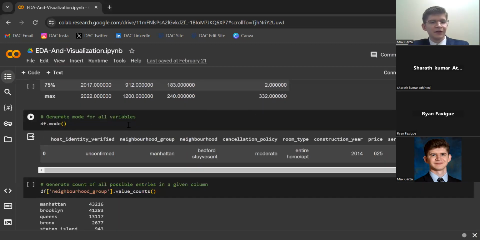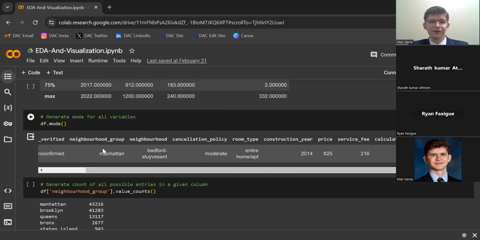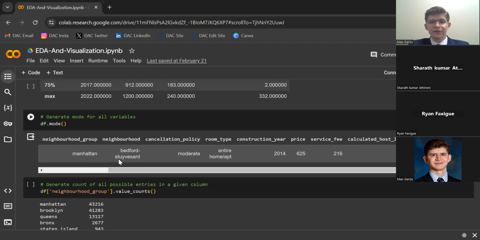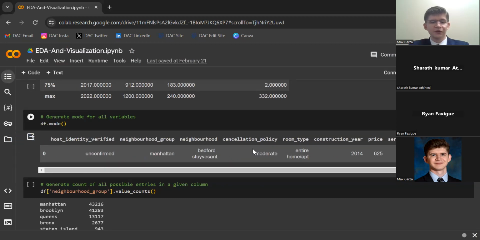Okay. And the mode is a useful one specifically for your categorical variables. So for instance, whether or not they have a verified host identity, the neighborhood group, this is all using the Airbnb data that we looked at last time, by the way. So this is more like which neighborhood group is the particular listing occurring in. And it'll also show you the mode for your numeric variables too, which can be helpful in some cases.